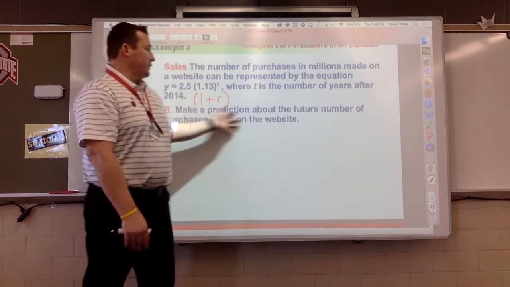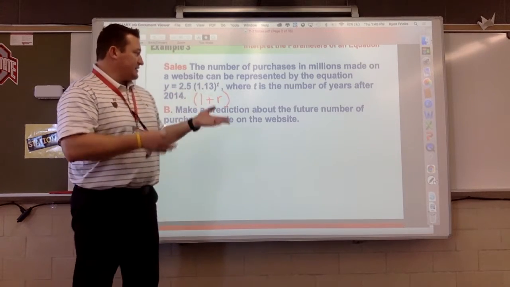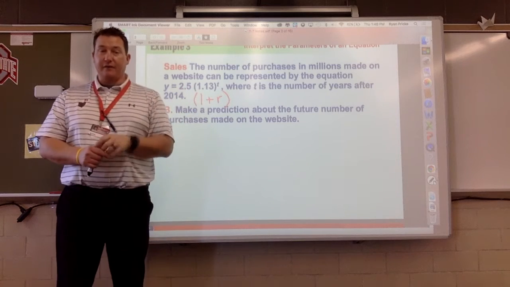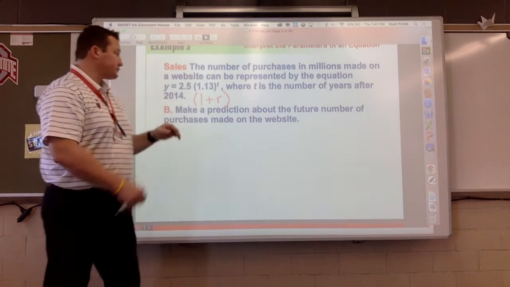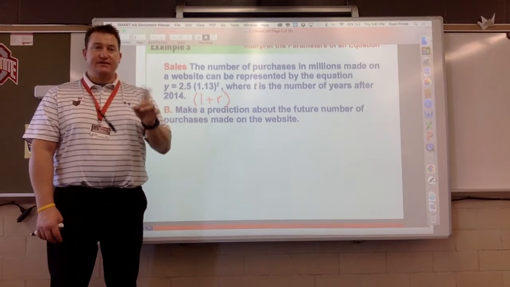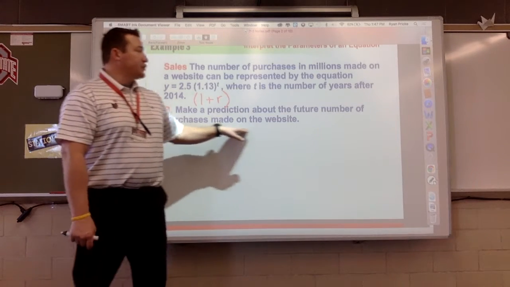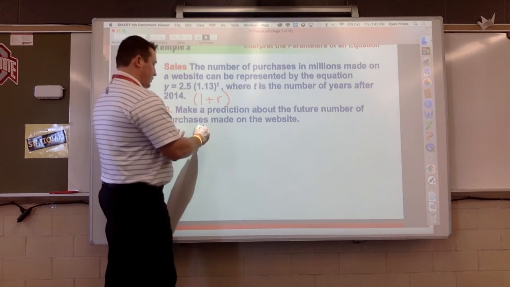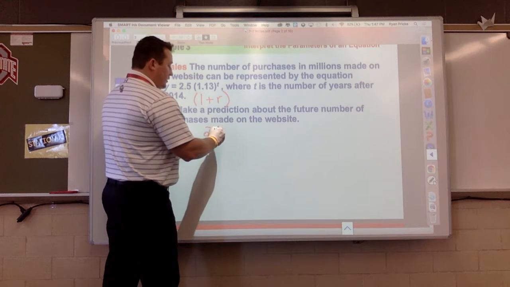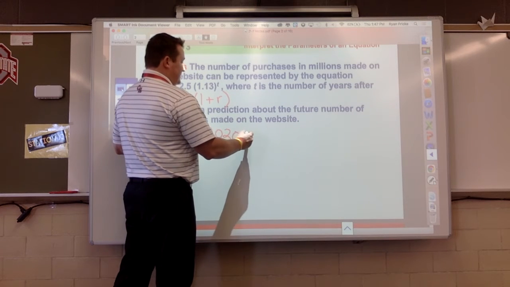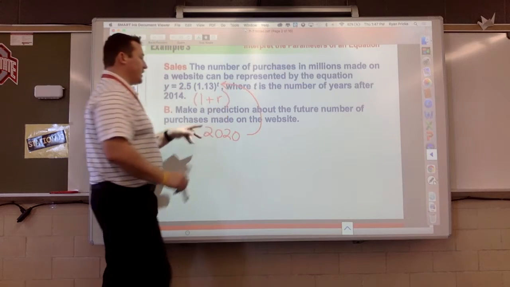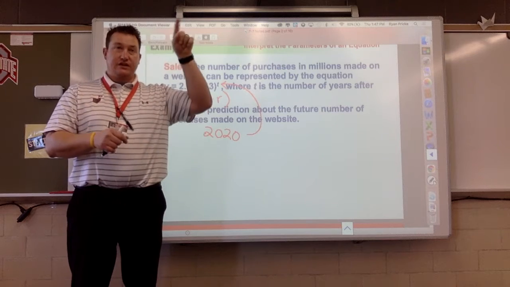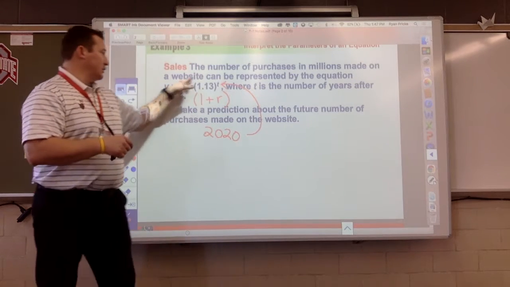I don't really want to make a prediction about sales in the future other than we know they're increasing. We know they started at 2.5 million, and they're going up 13% every single year. If they told me to find sales in year 2020, guys, what value would we replace t with for the year 2020? Would I just merely put 2020 there and take 1.13 to the 2020th power and then multiply that number by 2.5?